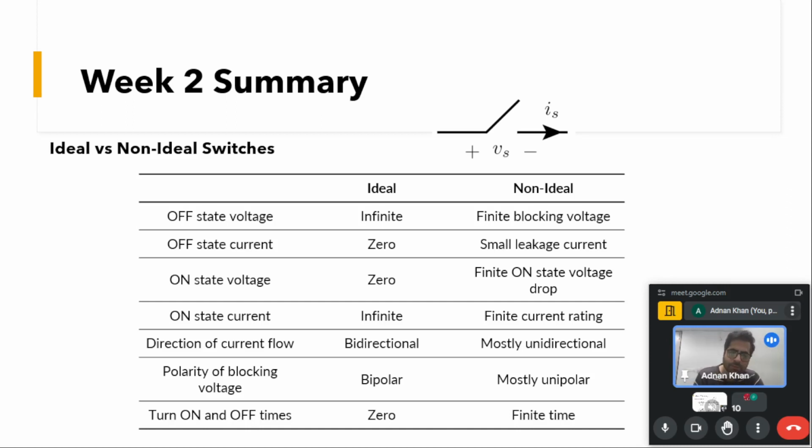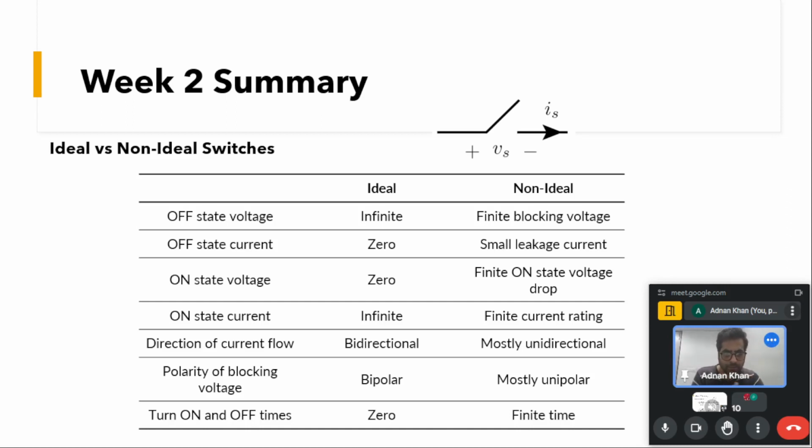An ideal switch should be able to block infinite voltage. During the off stage, this switch can be anything: a diode, an IGBT, a BJT, a MOSFET or anything. So an ideal switch, when it is in the off stage, should be able to block an infinite amount of voltage across it. That is the first characteristic of an ideal switch.